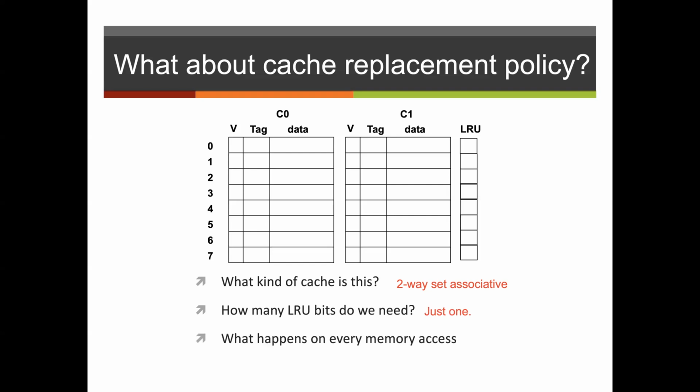We want to consider what happens on every memory access. We're going to set our LRU bit to either 0 or 1, depending on whether we read from or store in cache 0 or cache 1. So this additional metadata allows us to keep track of the LRU information that we need. And each set has one LRU bit associated with it.